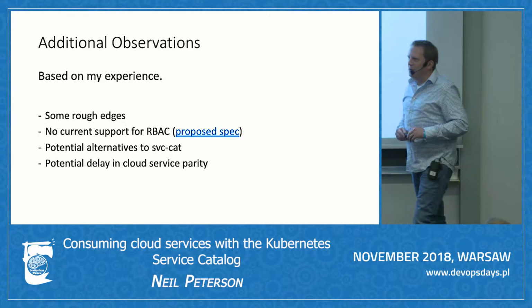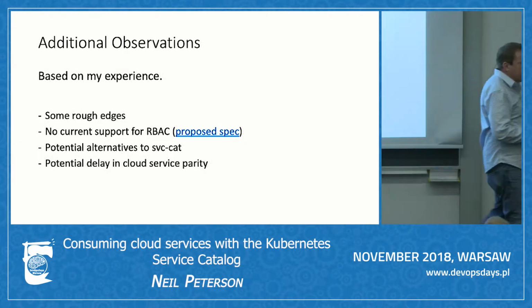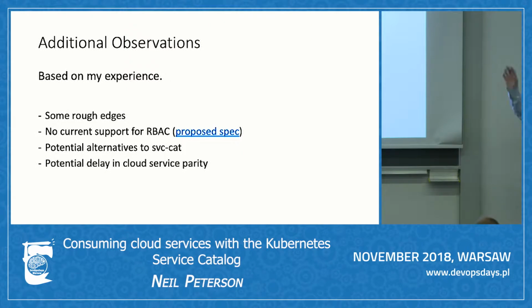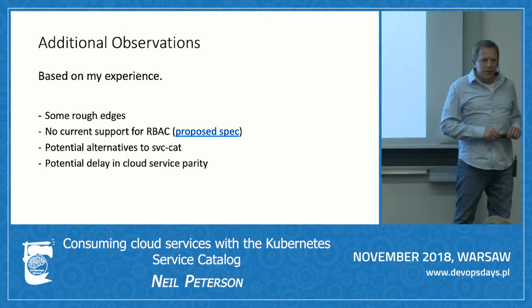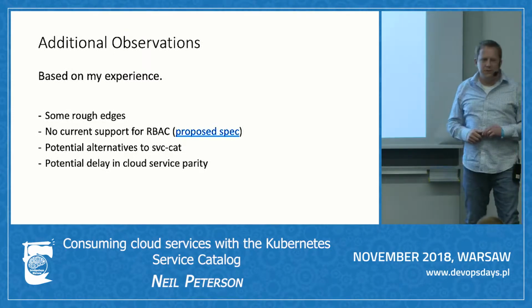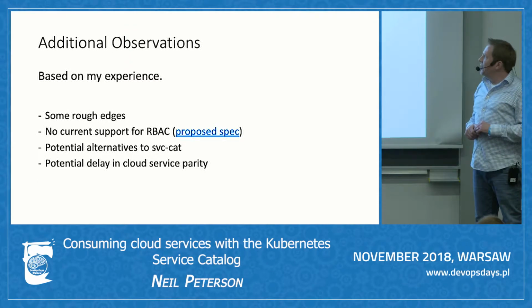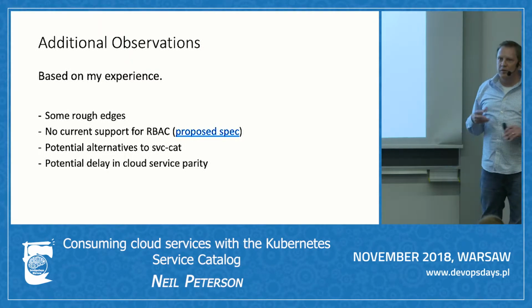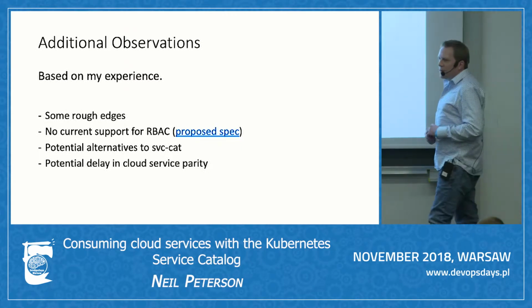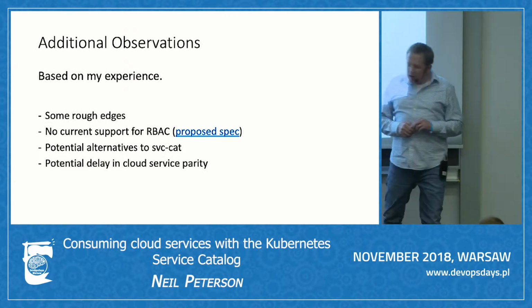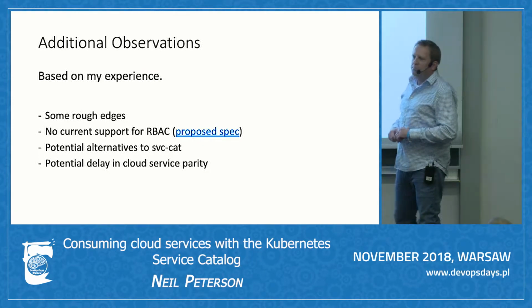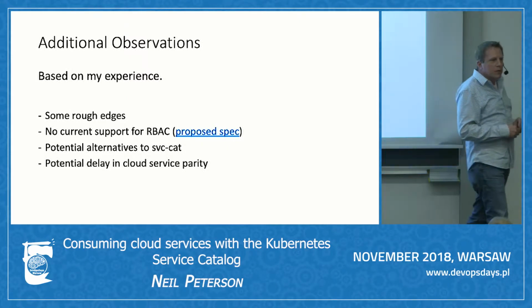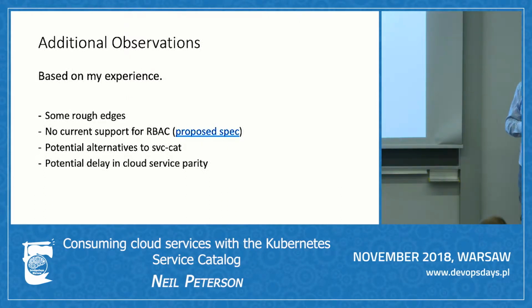That said, there's always a catch, right? These are just some notes based on my observation, building this application, deploying it, and a bunch of other things that I've done with it. It's early days for a lot of this stuff. There are definitely some rough edges around some of the stuff we're going to see. There's no current support for RBAC, role-based access control, although there is a proposed spec to get that in place. I did this talk a while back, and somebody said, hey, I could do all of that with Terraform. Absolutely. You could do all of this with Terraform. There are potential alternatives to a service catalog, so just be aware of that.